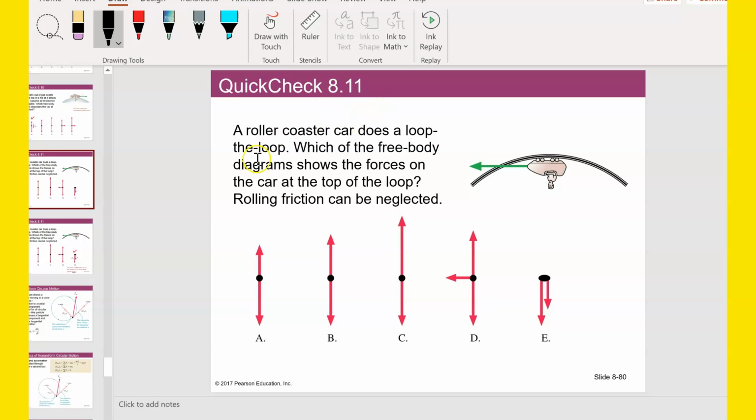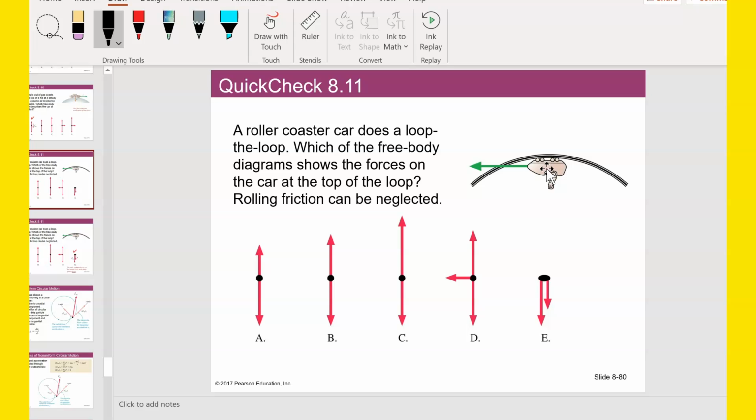Alright, quick check 8.11. A roller coaster car does a loop-the-loop. Which of the free body diagram shows the forces on the car at the top of the loop? Rolling friction can be neglected. Okay, thank you for saying that. Alright. So, if the rolling friction is neglected, the only things that are occurring here are gravity and normal force.